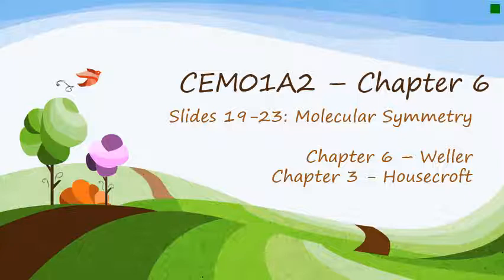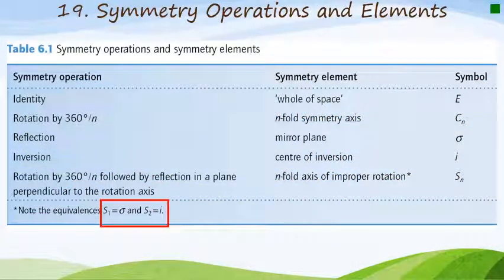Okay, this is the third part of Unit 6, Chapter 6, Molecular Symmetry. And this is quite a short section in that we're just going to overview some of the symmetry operations and elements that we've looked at already. So this table summarizes everything quite nicely.